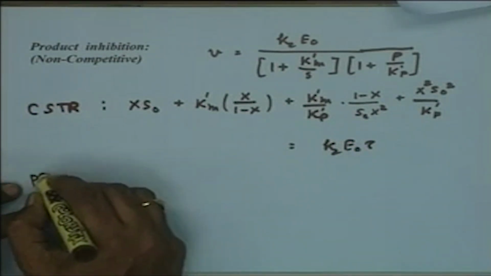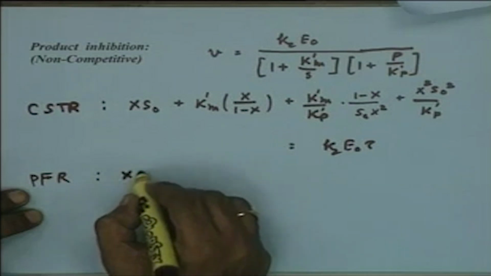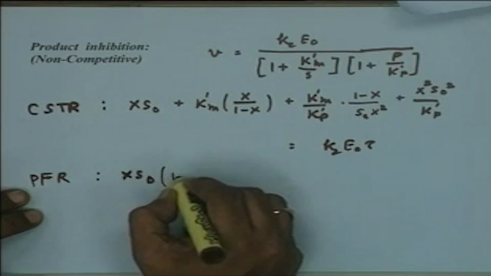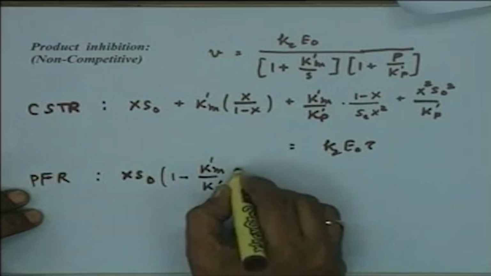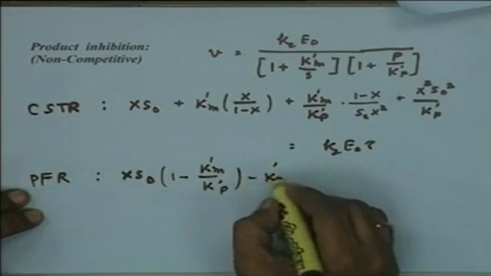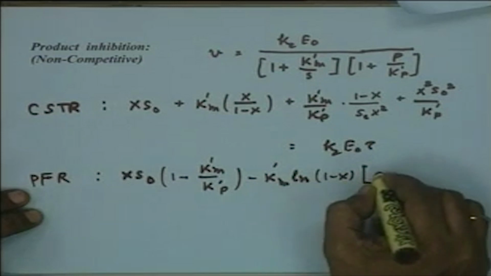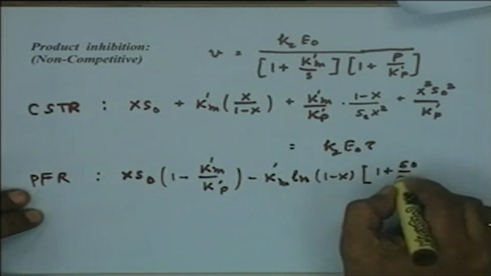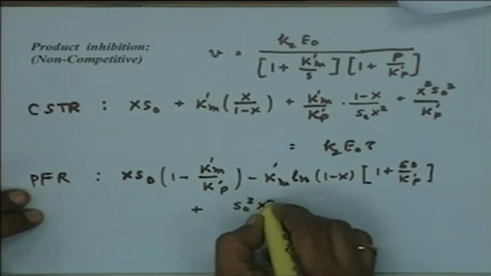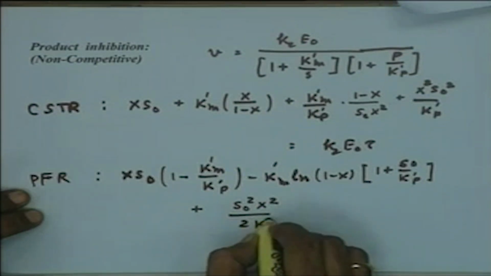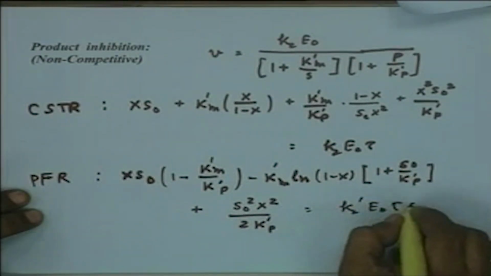In the case of PFR, the expression is arrived at as x S0 into 1 minus K'm upon K'P, minus K'm ln 1 minus x, 1 plus S0 upon K'P, plus S0 square x square upon 2 K'P, equal to K2 E0 tau into epsilon.